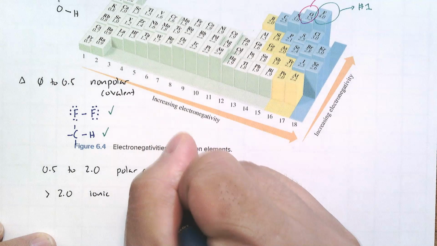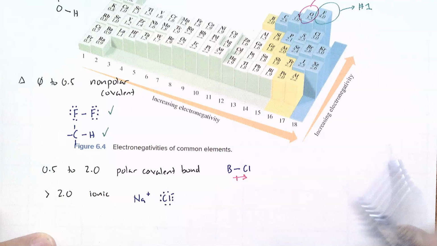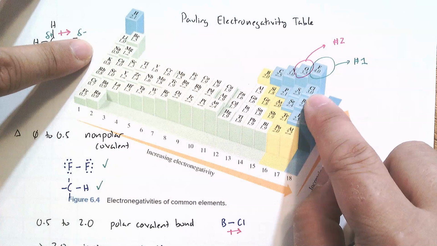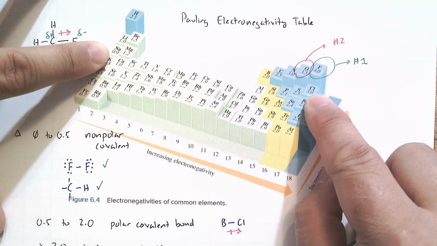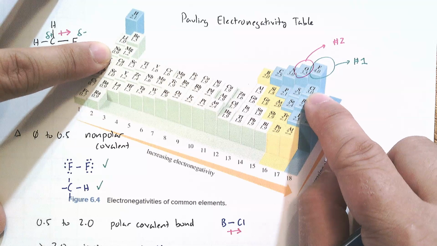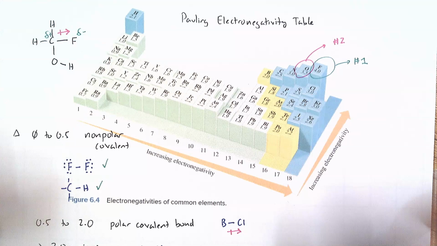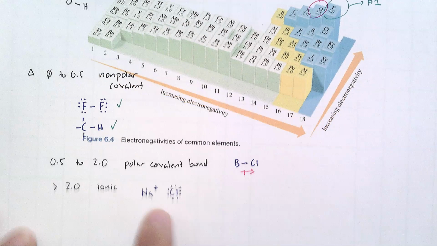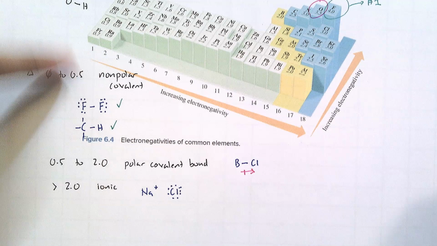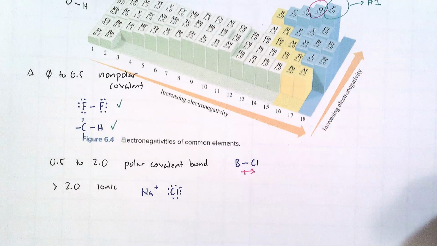If you draw the Lewis dot structure or Lewis dot symbol for each of these, you would have that. Sodium gave up its electron to chlorine. And when we take a look at the Pauling electronegativity table, chlorine is 3.0, sodium is 0.9. That's a difference of 2.1. So that's definitely greater than 2, so this is ionic. Now, in this unit, where we're learning about molecular geometry and intermolecular forces and bonding theories, we're mainly concerned with covalent bonds, nonpolar covalent and polar covalent.